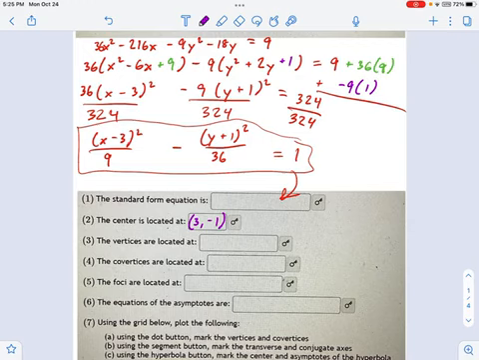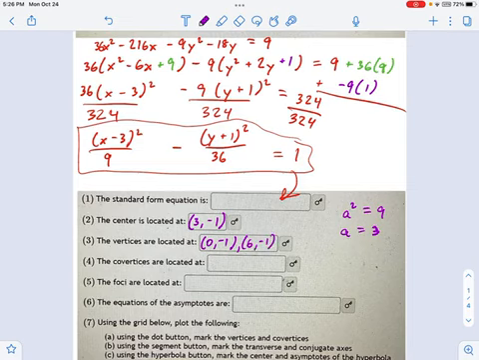The vertices, if you think about the orientation of this, it's horizontal, right? So the vertices are going to be located left and right from the center. Now, a squared goes with x, and that's equal to 9. That means a equals 3. So we're going 3 left and right. That means the vertices are located at (0, negative 1) and (6, negative 1).